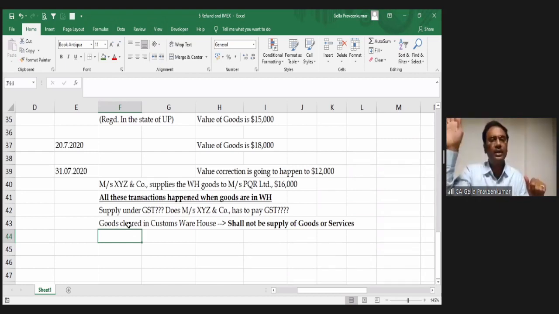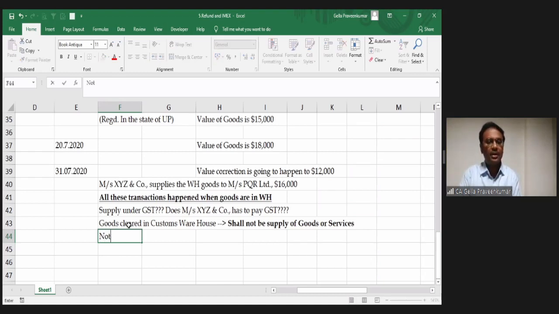Answer is no. When I read my section, please make a note in your working note. Section 2(47), exempt supply definition: supply of goods or services which attract nil rate of duty or which are exempted wholly from duty. Sir, Schedule 3 is not an exempt supply because it is neither a supply of goods nor supply of services. So it is not called an exempt supply.